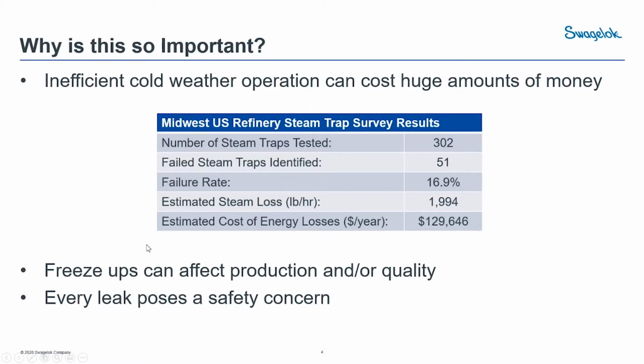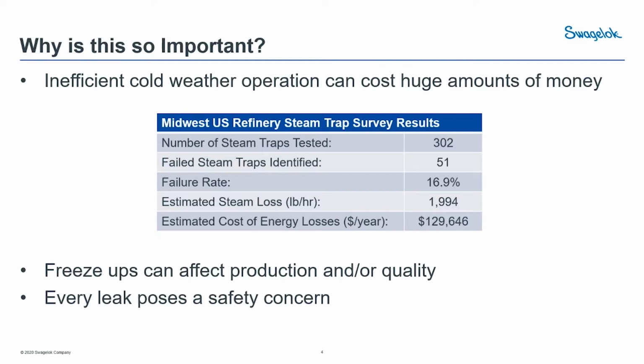All right, so why is this so important? Well, inefficient cold weather operation can be very, very costly. This is an example of a survey that we did. If you joined us for our winterization webinar last year, you probably saw this as well. This survey was done by our energy audit team and checked mostly steam traps in this case. Just on steam traps alone, we found about a 17% failure rate. It's pretty common in a lot of facilities. If you just take a snapshot, you could have anywhere between 5 and 20% of your steam traps in some form of failure. Based on the failure rate and the failures that we found, there was an estimated loss of about 2,000 pounds per hour of steam, which equated to $130,000 a year in total losses. So it can be a big financial hit.